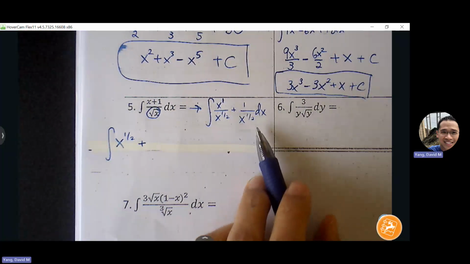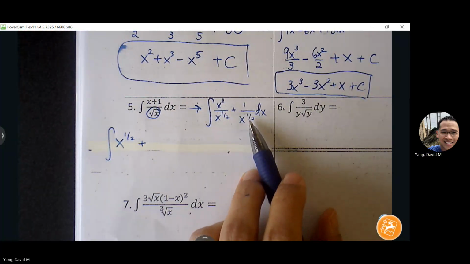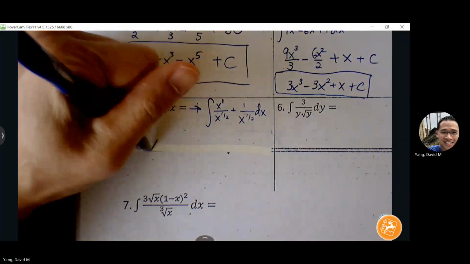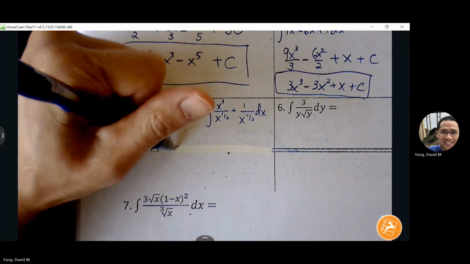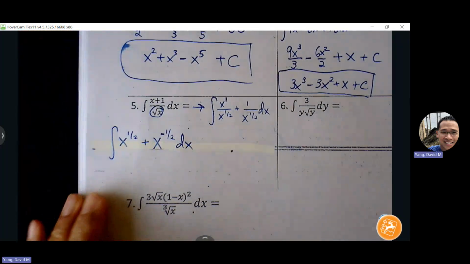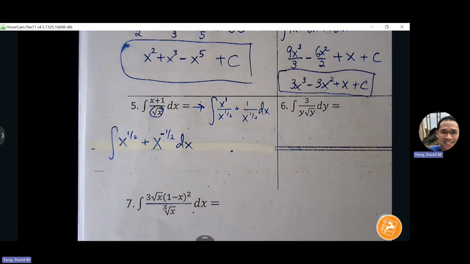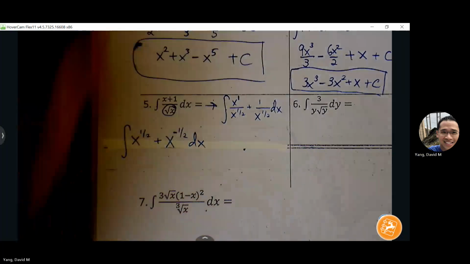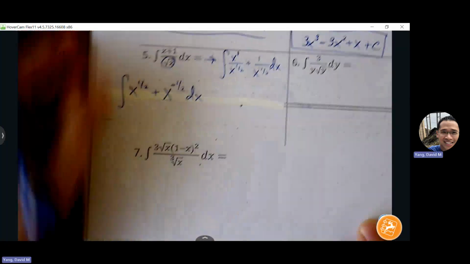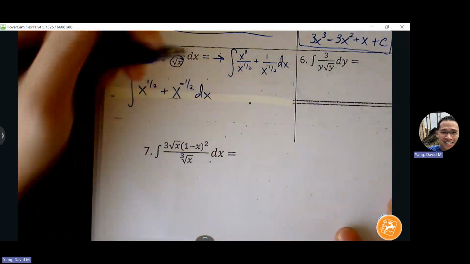What's the second term to get it ready for power rule? X to the negative 1/2. Now I have two individual terms that are completely independent of each other. I can just do power rule twice. All right, we haven't worked with fractions yet, so let's practice that. What does x to the 1/2 become?